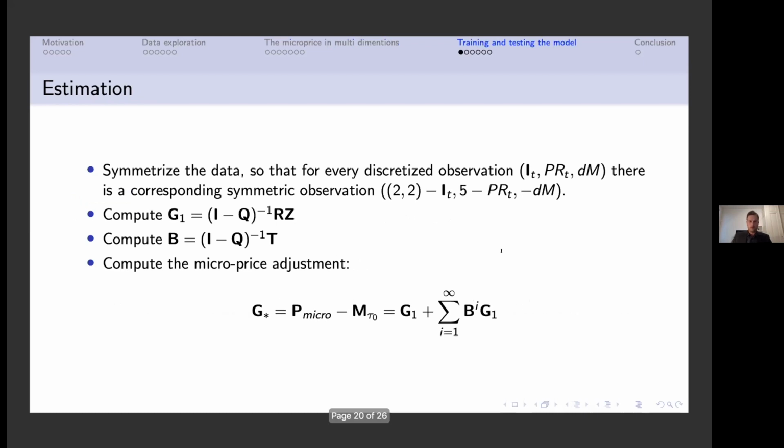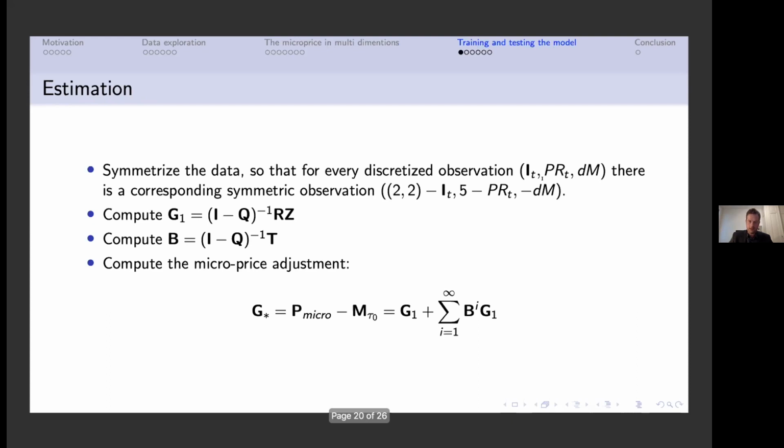The way we found the most simple to do this is to essentially duplicate the data, flip it around, and tack it on to itself. It sounds like a bit of a strange procedure, but for every observation in our data set, we duplicate the entire data set. For an imbalance for asset 1, asset 2, a price relationship, which is this co-integration signal, and a change in mid price, we paste at the end a corresponding symmetric observation: the opposite imbalance, the opposite price relationship, and the opposite price move. If you do that, then you ensure that this condition is satisfied.